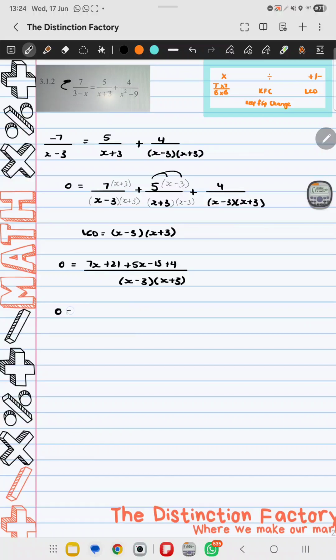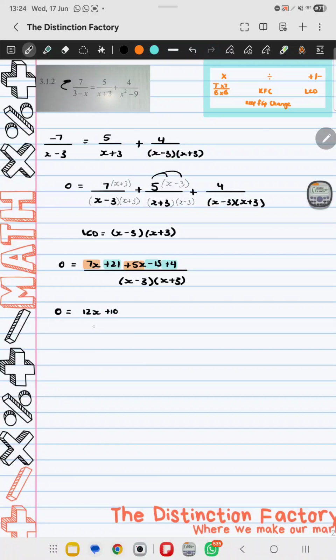Okay, so from here we can now add and subtract our like terms. So we've got 7x and 5x that are like. And then we've got 21, negative 15, and 4. So the 7x and the 5x add to give us 12x. And then the constants add up to give us a positive 10.